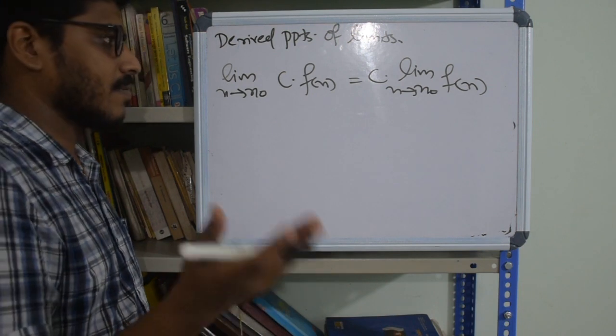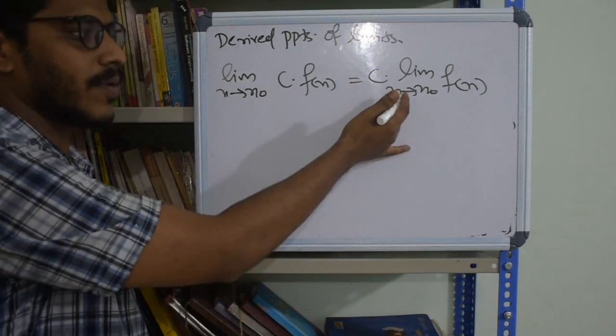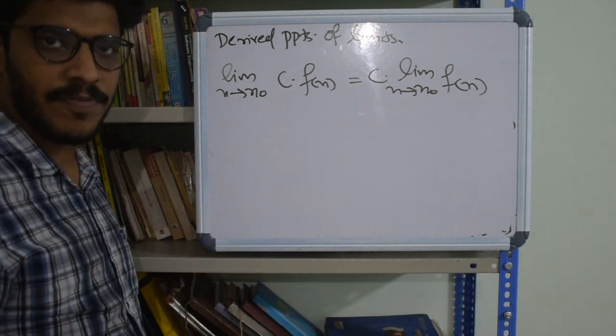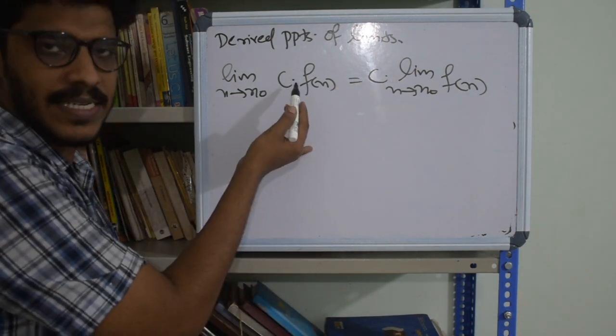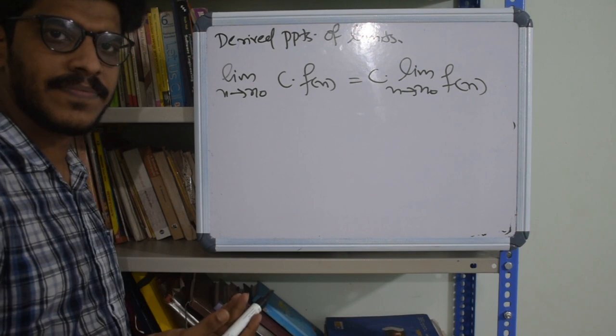Right, you can guess the reason. C does not depend on x. So C is totally independent of x. So there is no point in keeping the C inside. C can be taken outside.